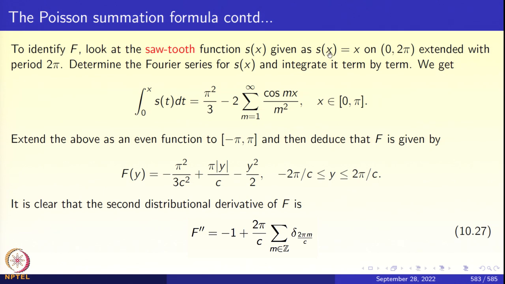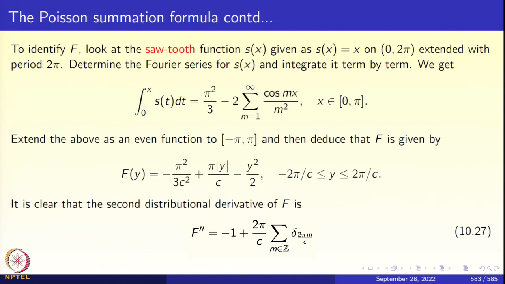The sawtooth function is s of x equal to x on 0 to 2 pi. Extend this function as a 2 pi periodic function and you get a sawtooth function, and you can write its Fourier series. Take that Fourier series and do a term by term integration, and what you will get will be pi squared by 3 minus twice summation m from 1 to infinity cos mx upon m squared.